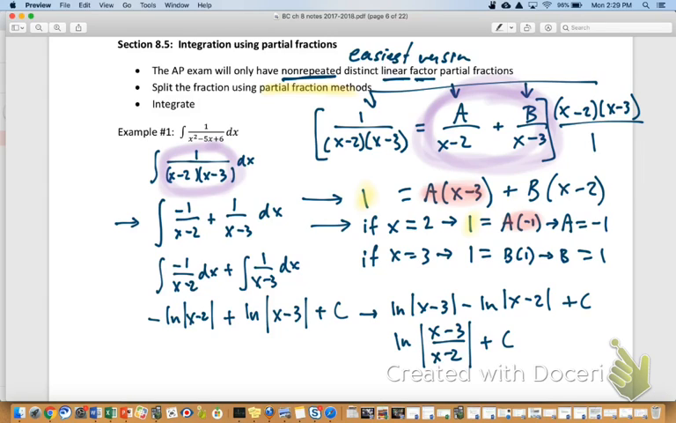Okay, so maybe we should get some more practice for sure, especially on this partial fraction part. So let's move on to number 2. Please check that out.